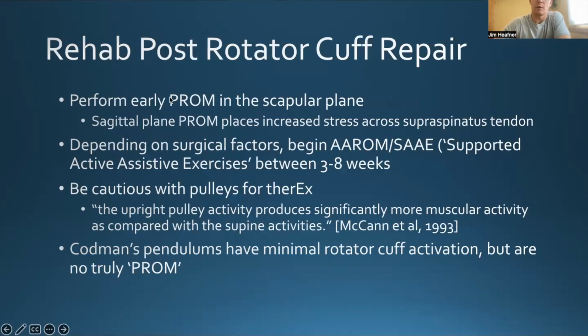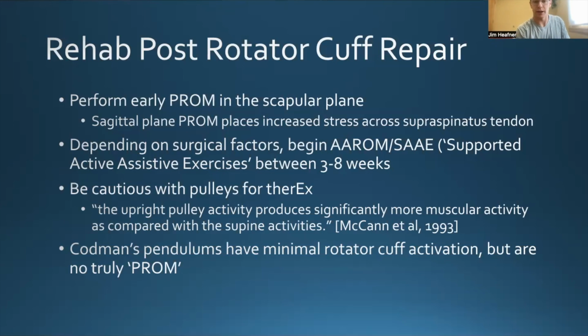Early on, you want to perform passive range of motion in the scapular plane. Sagittal plane passive range of motion increases stress across the supraspinatus tendon. So if I'm doing range of motion here, there's going to be more stress on the supraspinatus versus if we follow the anatomical alignment and work on passive range of motion in that scapular plane.